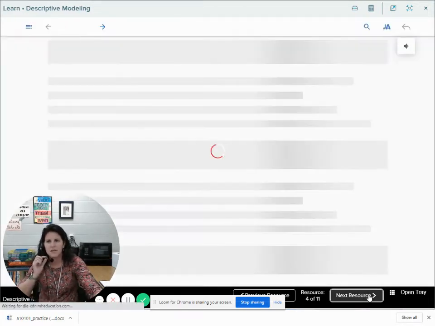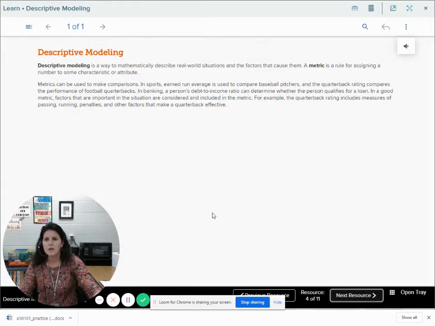So let's jump in with the learn. Descriptive modeling is a way to mathematically describe real-world situations and the factors that cause them. Once again, this metric is a rule for assigning a number to some characteristics or attributes. Metrics can be used to make comparisons. In sports, earned run average is used to compare baseball pitchers, and the quarterback rating compares the performance of football quarterbacks. In banking, a person's debt-to-income ratio can determine whether they qualify for a loan or not.